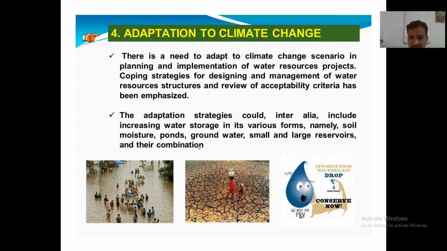Therefore, this climate change effect also affects the water requirement. For this, you have to make some arrangement. We have to increase the water storages whenever there is a shortage of water, so that water should be stored. Some provision is to be made to fulfill the water requirement.